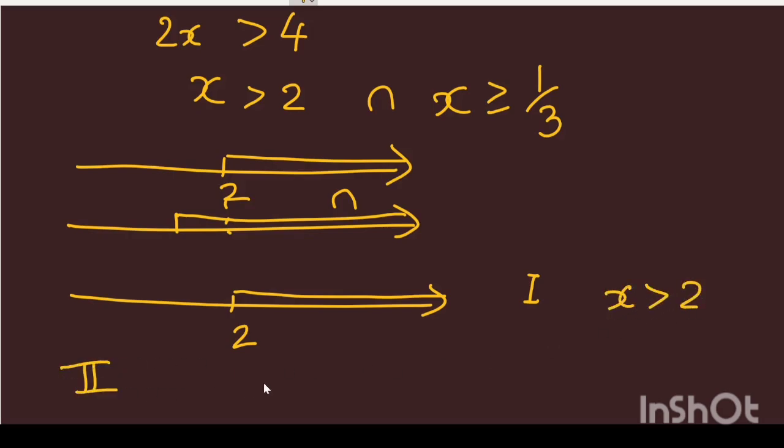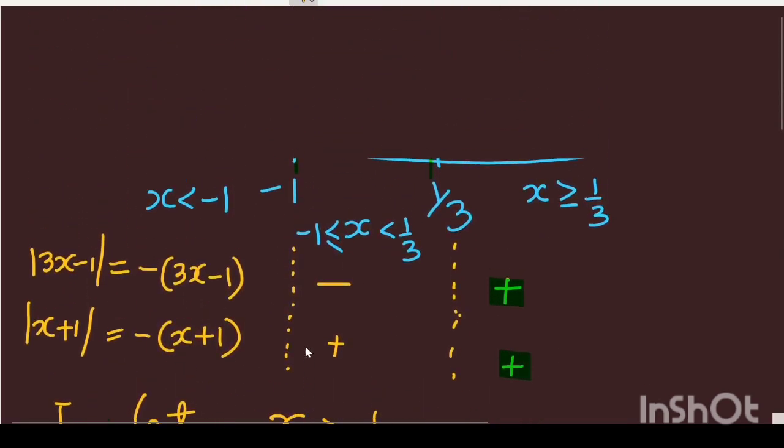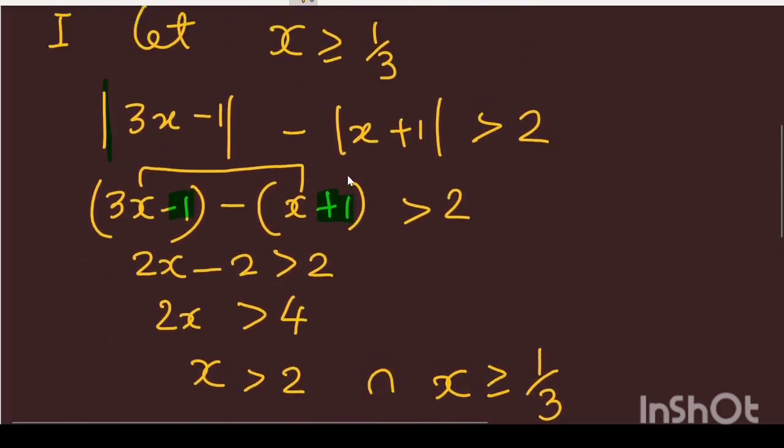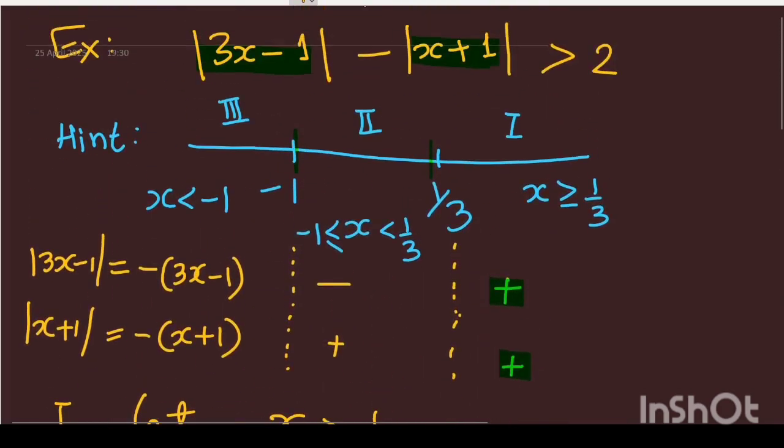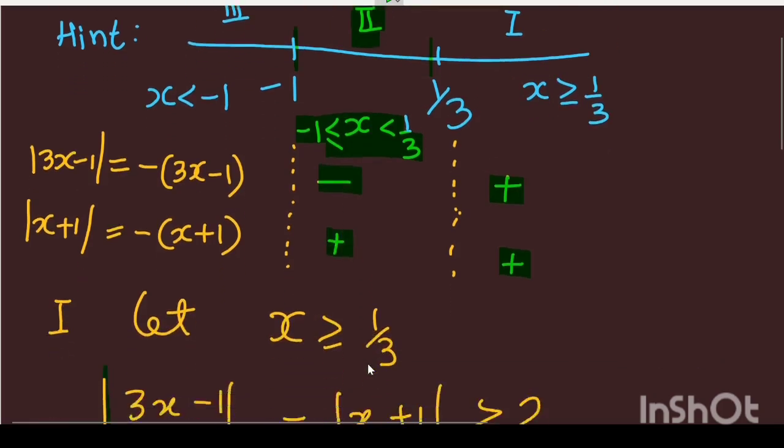Now the second case, when x is assumed to be lesser than 1 by 3 and greater than or equal to minus 1. This is the second case, guys. When x is between minus 1 and 1 by 3, mod 3x minus 1 will give minus sign, and mod x plus 1 will give plus sign.